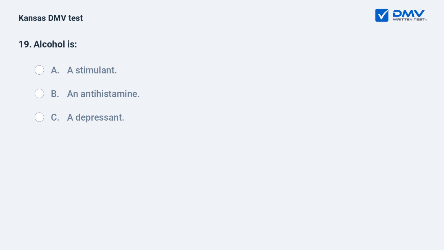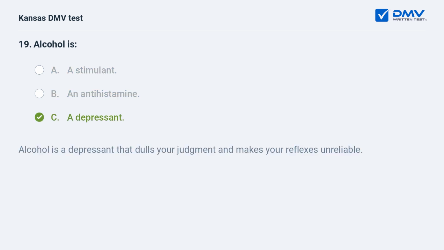Alcohol is: A. A stimulant. B. An antihistamine. C. A depressant. Alcohol is a depressant that dulls your judgment and makes your reflexes unreliable.